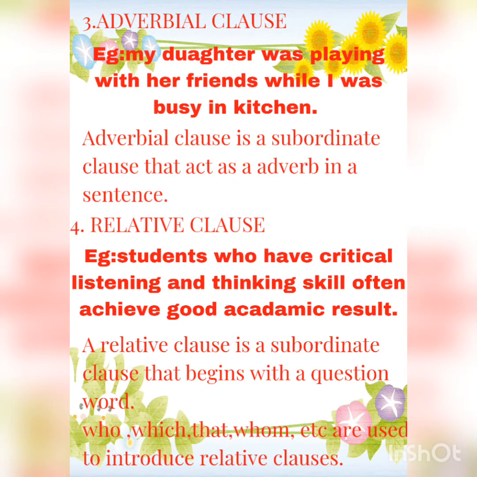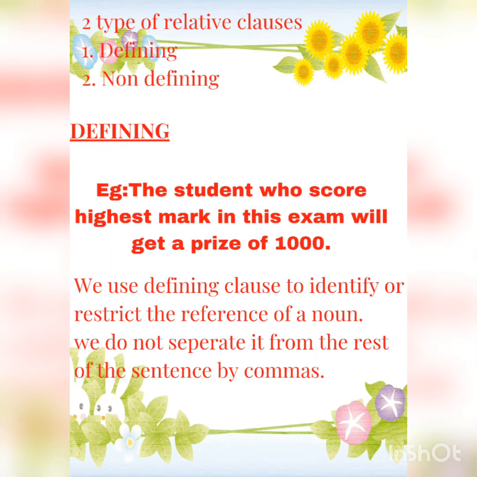For example, my daughter was playing with her friends while I was busy in kitchen. Adverbial clause is a subordinate clause that acts as an adverb in a sentence. And the fourth one is relative clause. For example, students who have critical listening and thinking skill often achieve good academic result. Here, a relative clause is a subordinate clause that begins with a question word. Who, which, that, whom, whose, etc. are used to introduce relative clause.